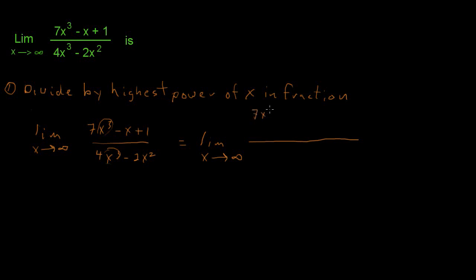So for step one, we want to divide by that power. We want to divide by x to the third power. So I'm rewriting it again, and each and every term I will divide by x to the third power. So I have 7x cubed over x cubed minus x over x cubed plus 1 over x cubed in the numerator, and in the denominator I have 4x cubed divided by x to the third power minus 2x squared over x to the third power.